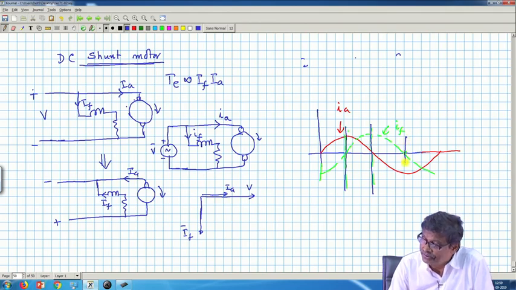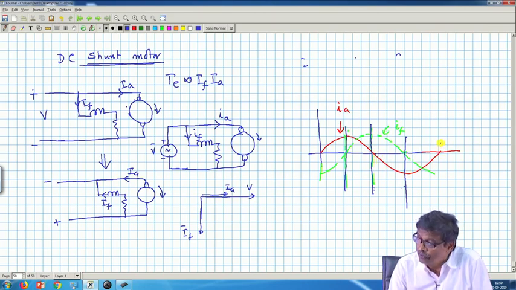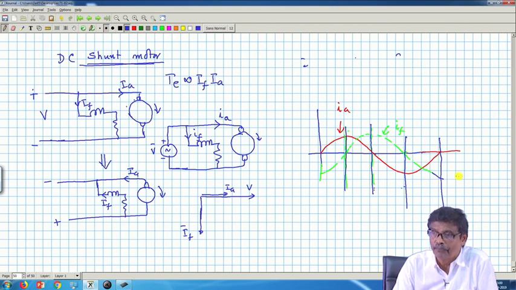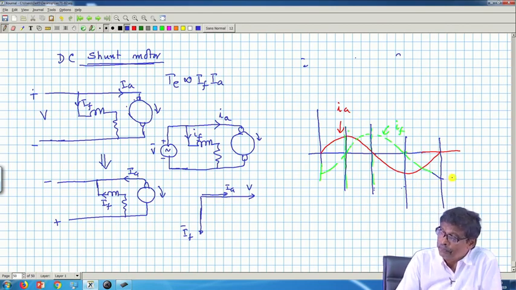Then during this zone, the IF IA product is negative, since IF is positive but IA is negative. Over a cycle, during this zone IF and IA both are negative, so the product is positive. Therefore, the average torque will become 0 and the motor will not work, it will never start.